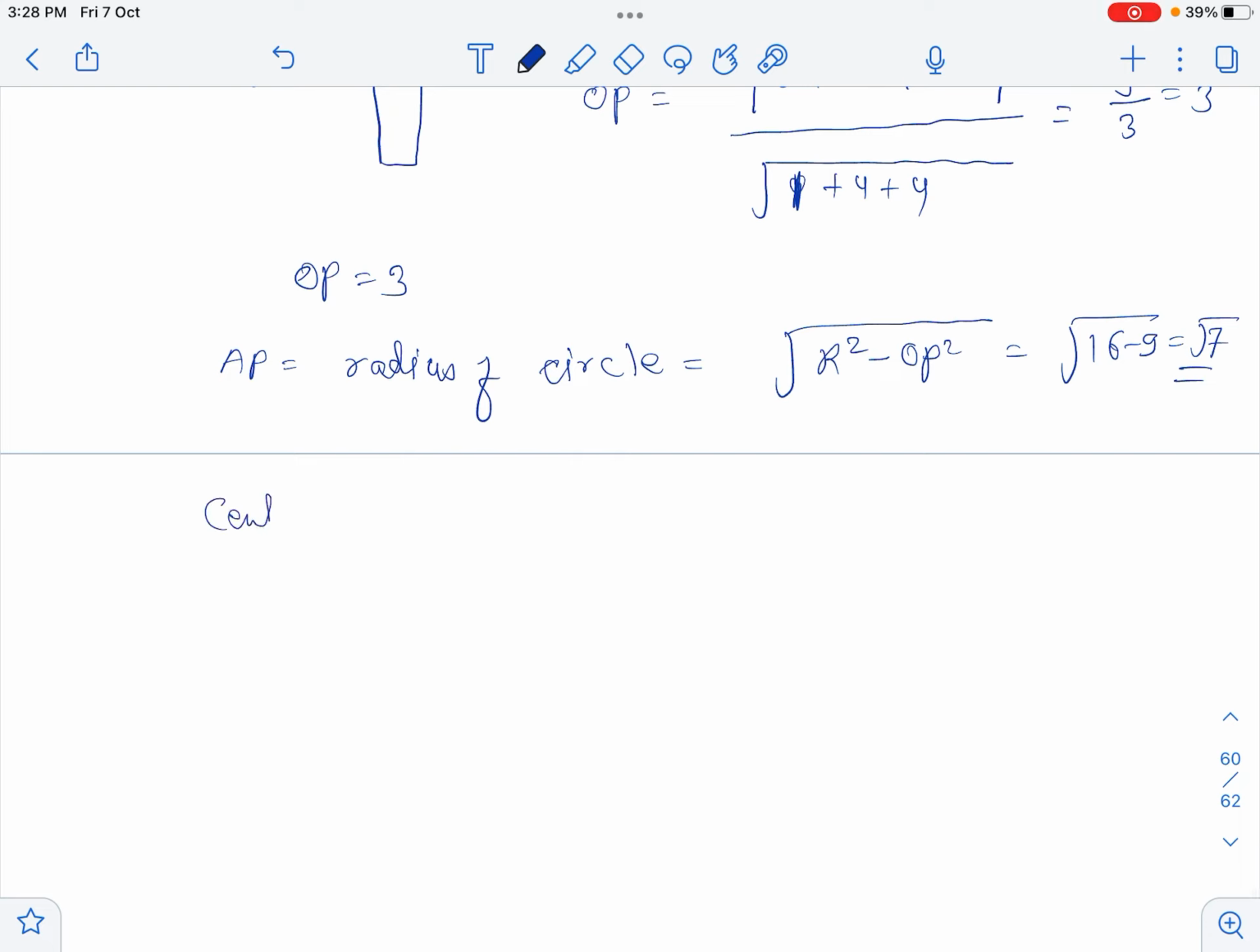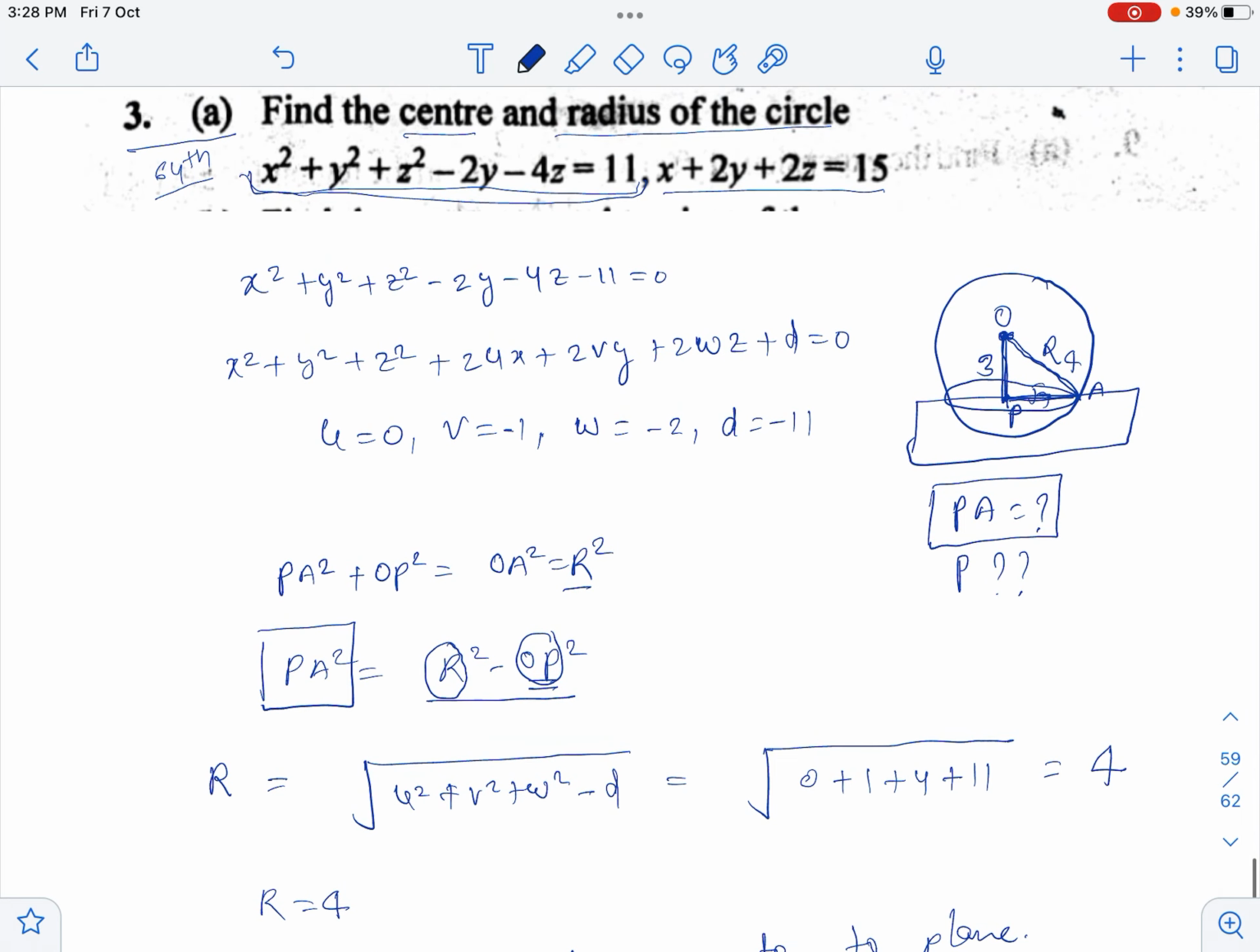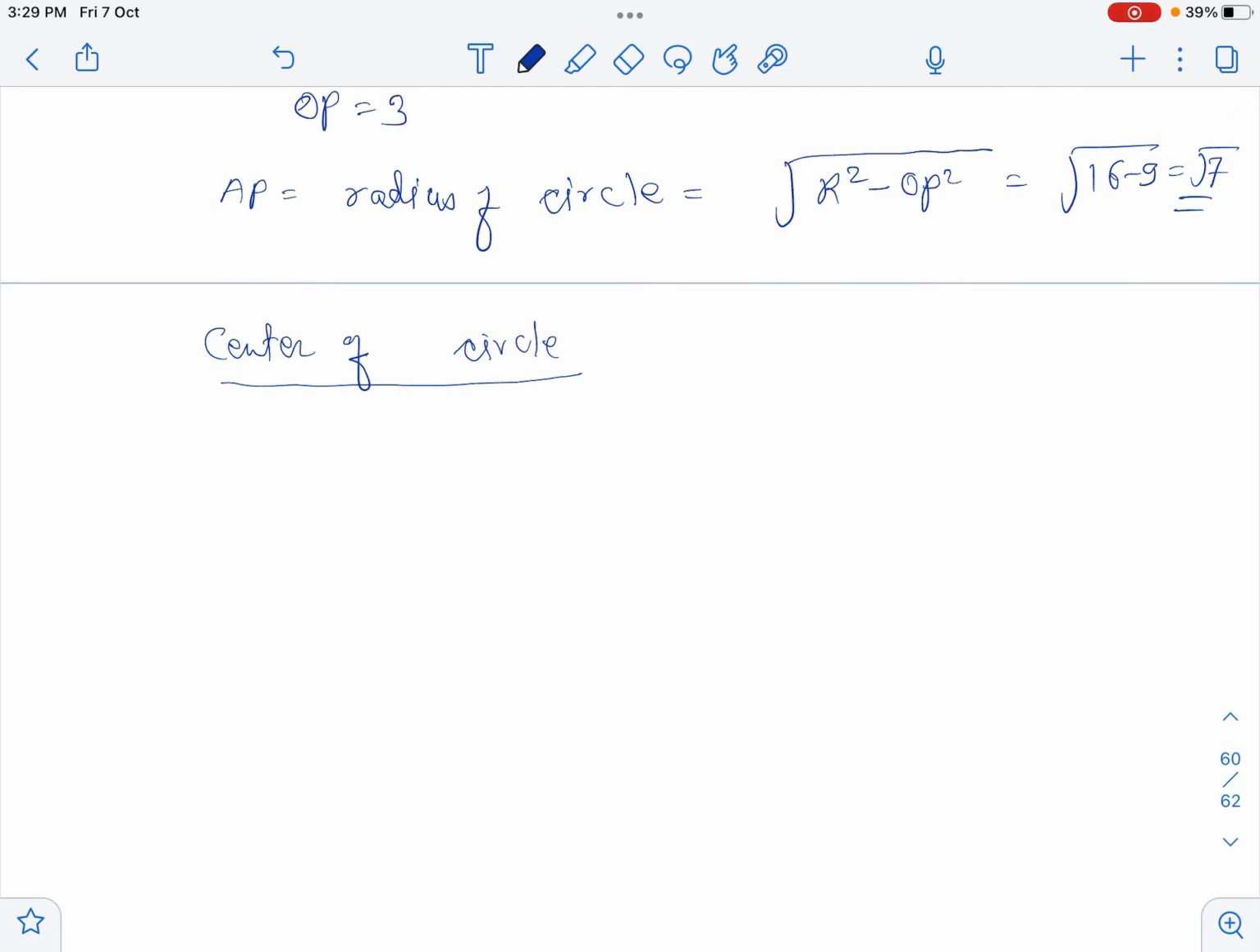So now we need to find the center of the circle. So what is the center of the circle? This point P is the center of the circle. So how will we find it? We will first write the equation of the OP line, and then we will find the coordinates of the point which is 3 units far from O. So let us first write the equation of the OP line.